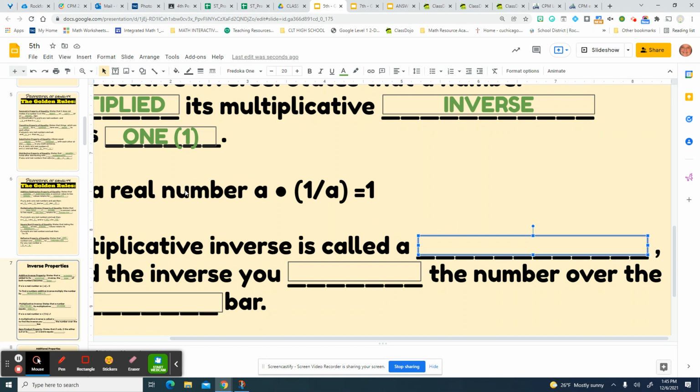So it says if A is a real number, A times 1 over A equals 1. The multiplicative inverse is called the reciprocal. Muskegon likes to call it the refliprical, because to get that inverse, you flip the number over the fraction bar.